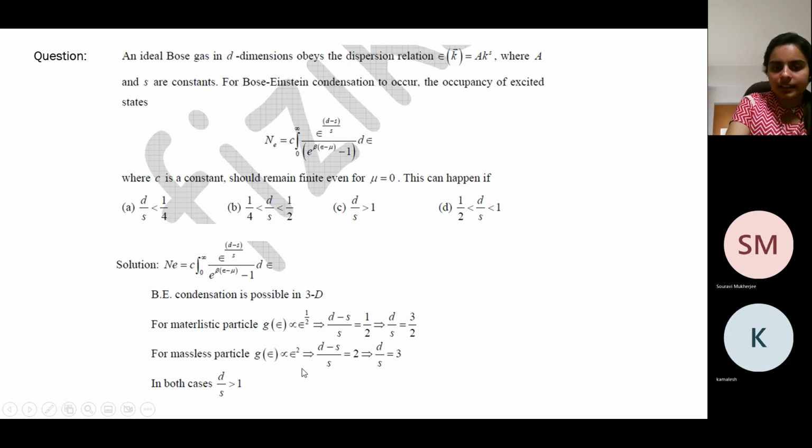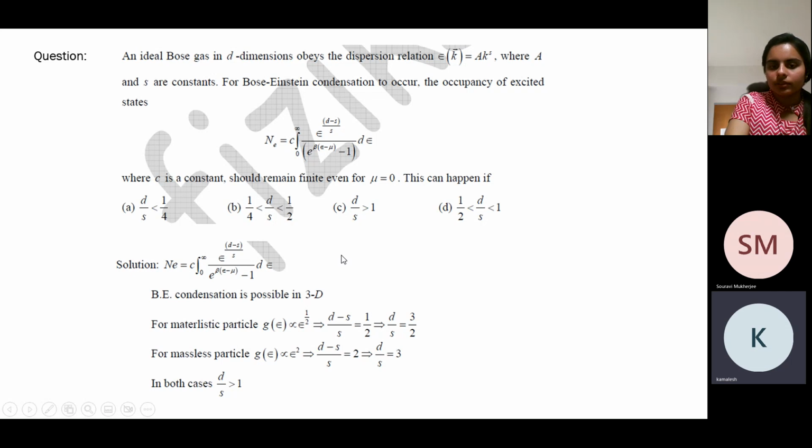And then if you have a massless particle, your g(ε) goes as ε square. So if you again put that value, you would get d by s as 3. So in both cases, d by s is greater than 1. So whatever we were thinking is consistent, right? So for this question, the solution should be d by s greater than 1, right?